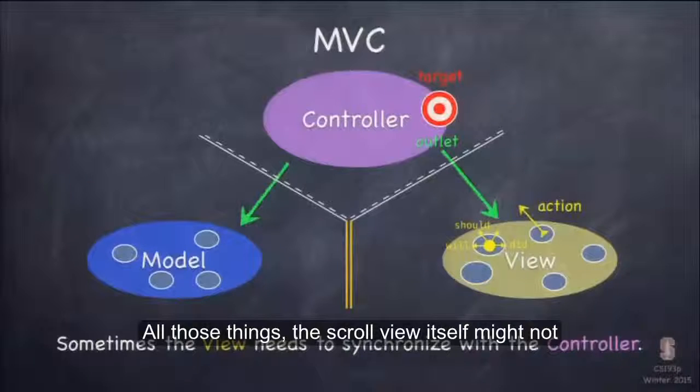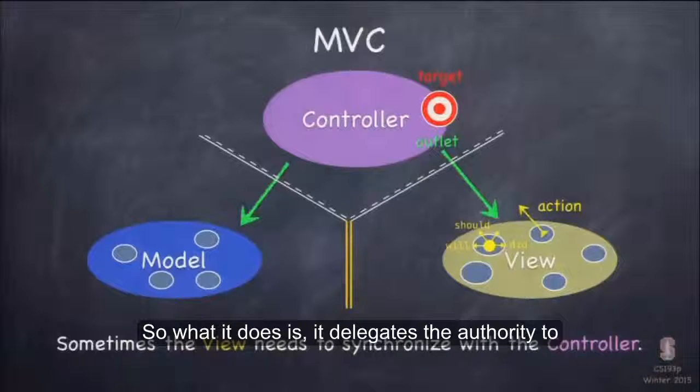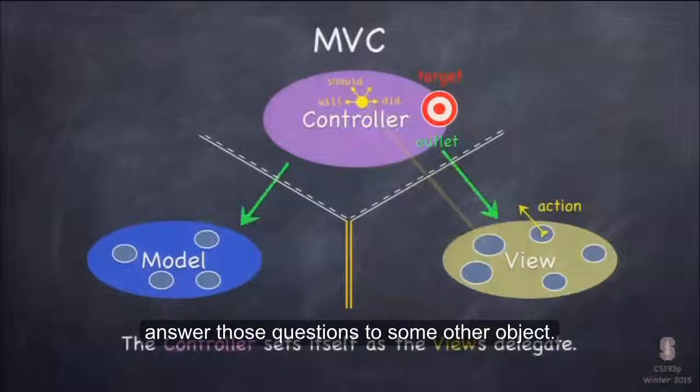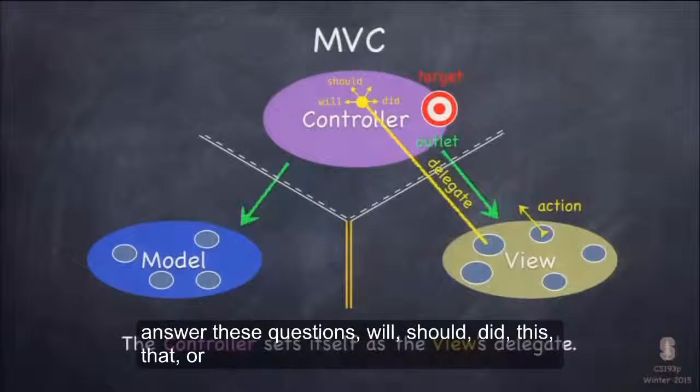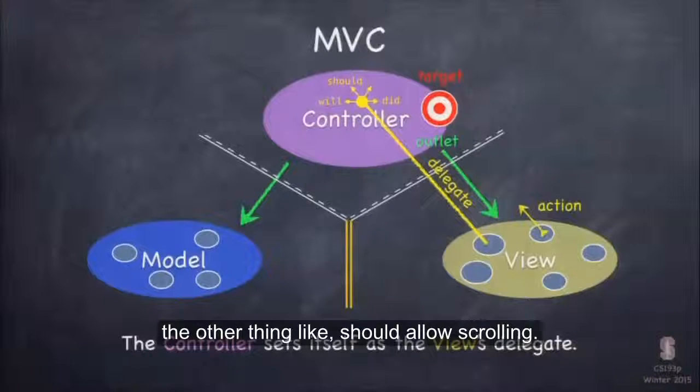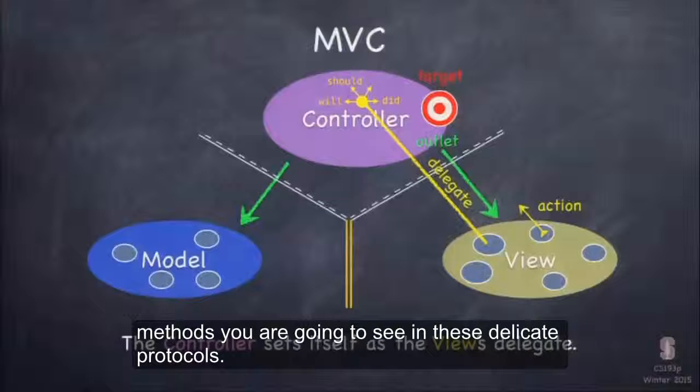All those things, the scroll view itself might not have enough logic to know the answer to those questions. So what it does is it delegates the authority to answer those questions to some other object. Now, it doesn't know the class of that object. All it knows is that the other object can answer these questions. Will, should, did, this, that, or the other thing, like should allow scrolling, did scroll to point, things like that. Those are the kind of methods you're going to see in these delegate protocols.